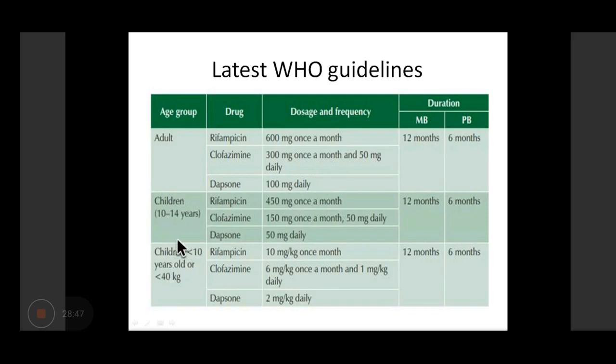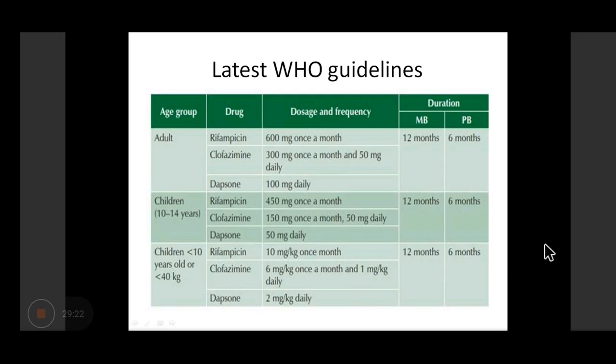Age-wise doses are given here, like for a child of 14 to 15 years of age. The dose decreases from 600 to 450 for rifampicin and 300 to 150 for clofazimine, which we give as a single dose once in a month, and 50 mg for dapsone. And if the child is less than 10 years or less than 40 kg weight, we will give on the basis of weight, like 10 mg per kg rifampicin, 6 mg per kg clofazimine, 1 mg per kg daily, and 2 mg per kg daily dapsone.